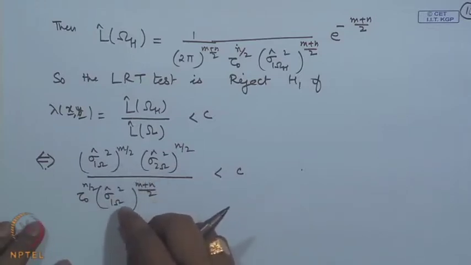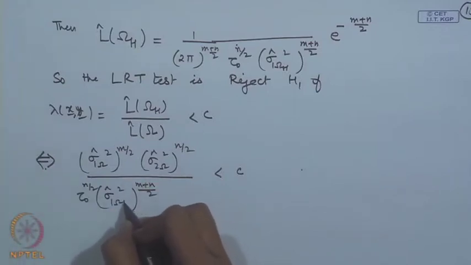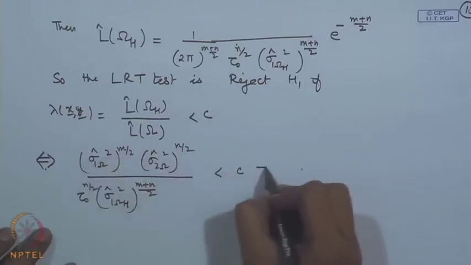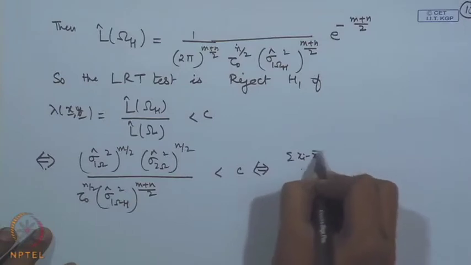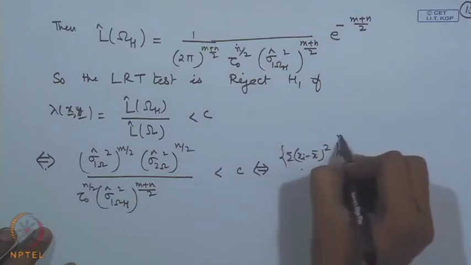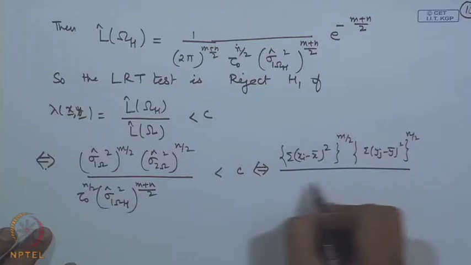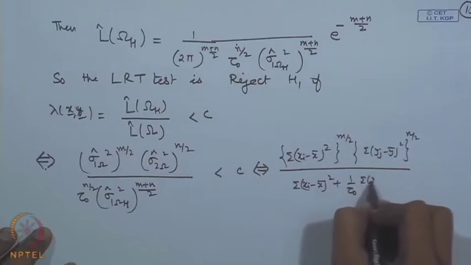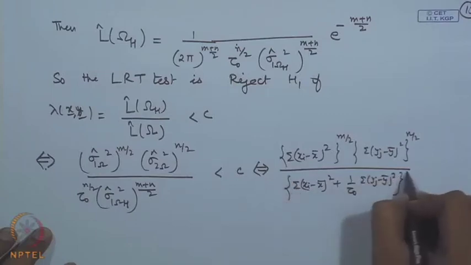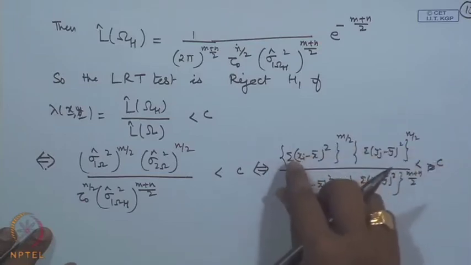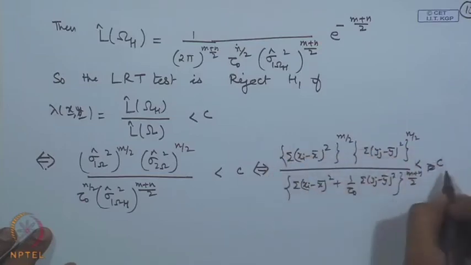What I do firstly, because in the sigma 1 omega head h, this is h here, in this term I am getting both sums of squares. Here only the sum of squares of the first term is coming. So, this is equivalent to, I can say, sigma (x_i minus x bar) square to the power say m by 2, sigma (y_j minus y bar) square to the power say n by 2, divided by sigma (x_i minus x bar) square plus 1 by tau naught sigma (y_j minus y bar) square to the power (m plus n) by 2, less than say c. Some coefficients will get cancelled out, because for example, 1 by m was here, 1 by n is here. So, let me call it c 1 here.